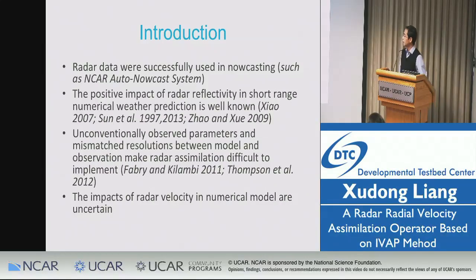So we know the radar observations include the reflectivity and the radial velocity. Reflectivity was successfully used in nowcasting and also in numerical short range weather forecasting. But there are some challenges for us to use the radial velocity in numerical models because of the observed parameters and the mismatch of the resolutions. Because of these problems, the impacts of the radar velocity in numerical models are uncertain. Sometimes it's case dependent.